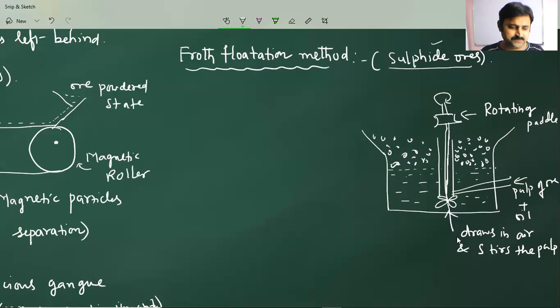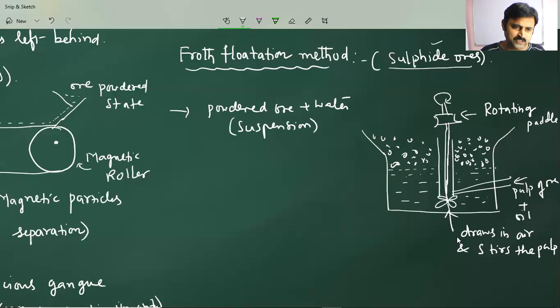So here in this picture, what you understand is the suspension of powdered ore made with water. That means we have taken powdered ore, and along with that we have taken water. So both we have mixed. That is what we call a suspension. And after that, what we did is we added some collectors and froth stabilizers.